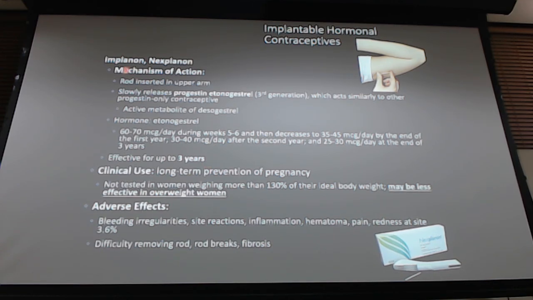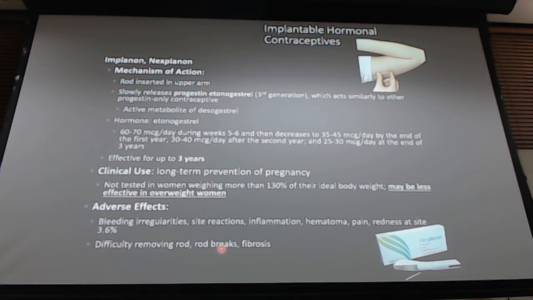Okay, so remember the name, remember that this is an implant. This is not the same thing as the IUD. The IUD and the implant are not the same thing. Okay, so implant, your mechanism, progestin is being released over a slow period of time, and I can have it in for up to 3 years. When I'm looking at this, it may be less effective in my patients who are overweight. So again, if that BMI is greater than 30, we're worried about that because of the way that they've done the studies. Okay. Adverse effects, very similar.